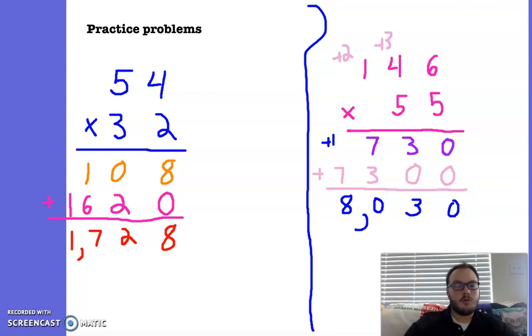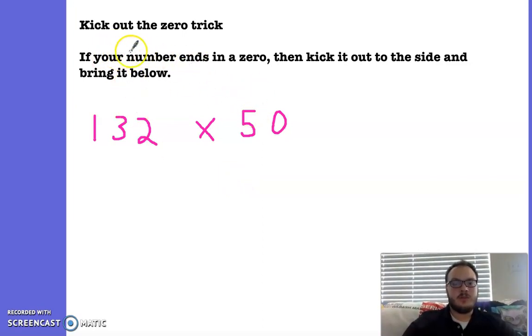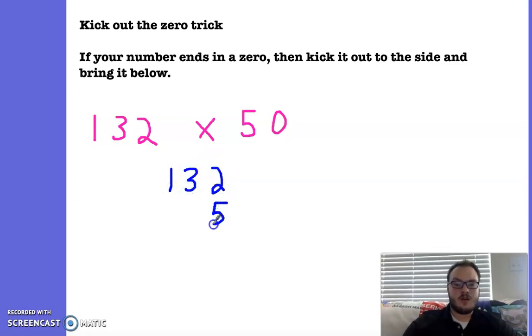Now there is one more trick to standard algorithm, and this is probably one of my favorite things and why math is so cool. So this is called the kick out the 0 trick. So this rule is basically if your number ends in 0, then I like to say you can kick it out to the side and bring it below. I'm going to show you what that looks like. So if I have 132 times 50, I'm going to rewrite it like this, but I'm going to kick out my 0. Now you will notice the 0 is not in a place value. That's because we're kicking it out.